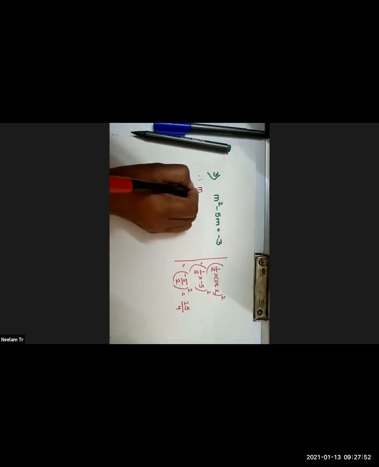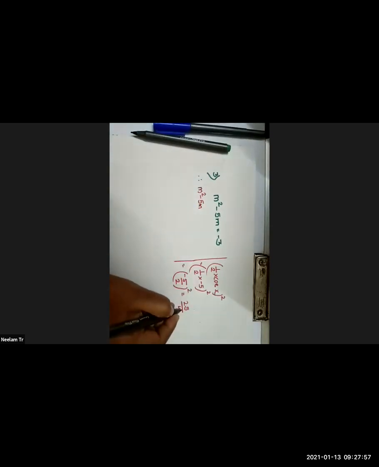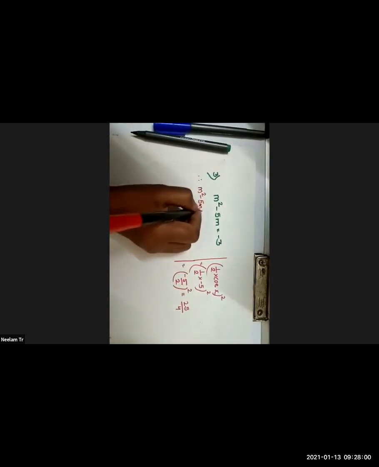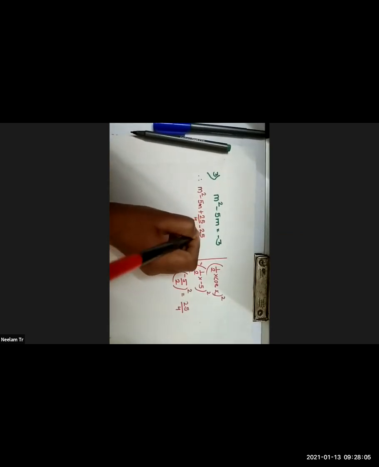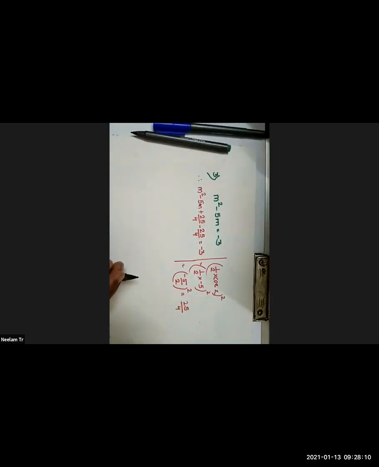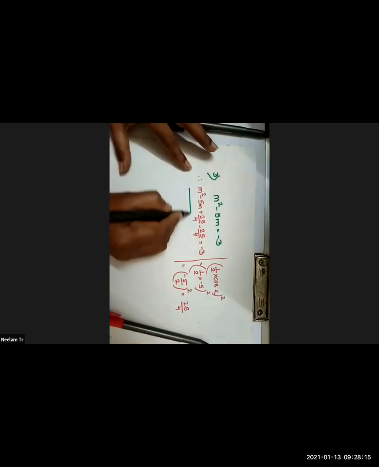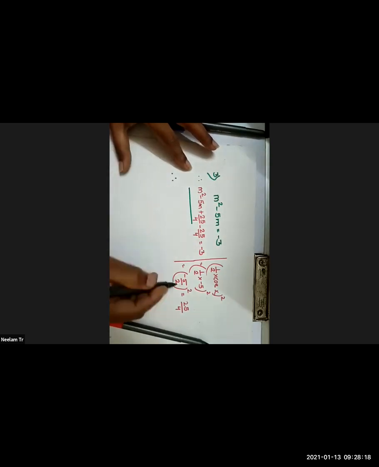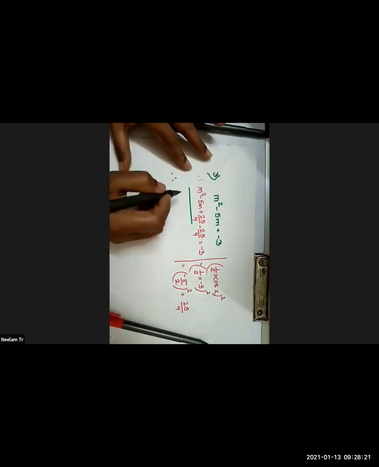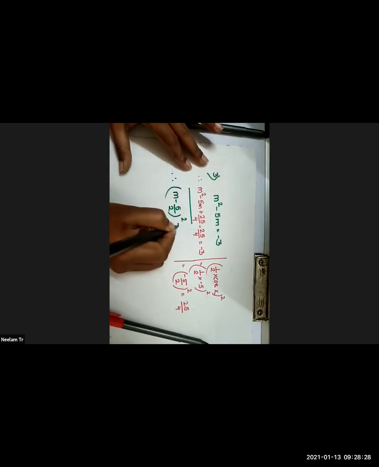This is m square minus 5m. What I told you all, you are going to add and subtract this value: plus 25 by 4 minus 25 by 4. This much is going to give me a complete square: m minus 5 by 2 the whole square.